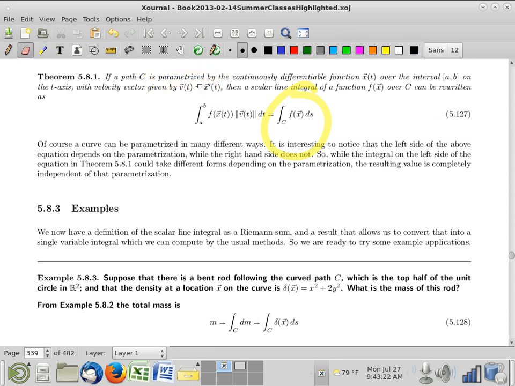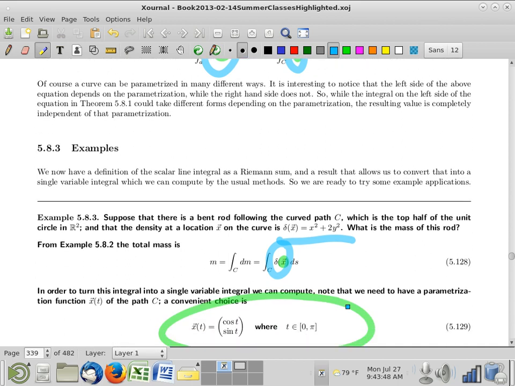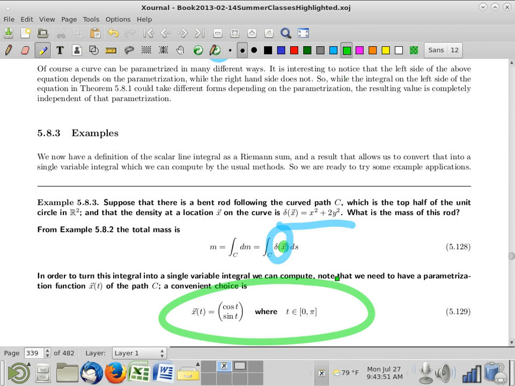Well, I'm going to need to plug that in here. My integrand is the density function, and density, you'll notice, is a function of x and y, and so for the x and y, I'm going to have to plug in what x and y are as functions of t. So the parameterization is going to go right into there, for one thing. So again, that's just plugging in, nothing particularly interesting there.